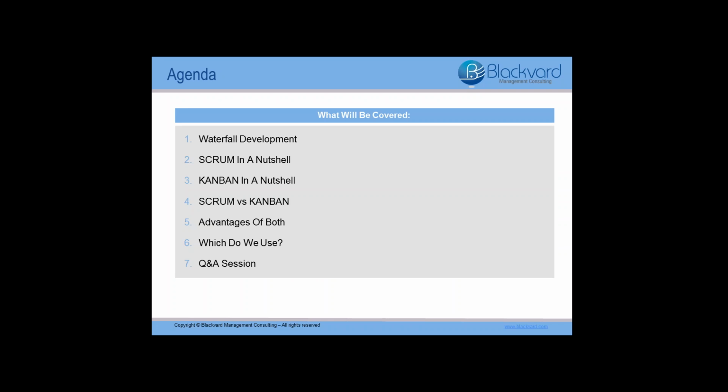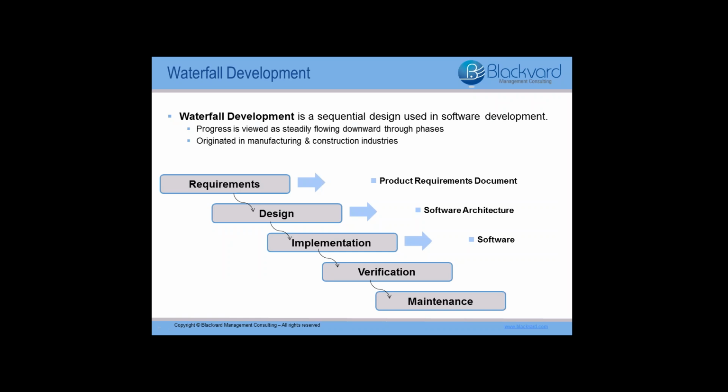Before we begin, I just wanted to go over real briefly what will be covered in today's webinar. We're going to briefly discuss waterfall development, then we're going to move into Scrum in a nutshell, then Kanban in a nutshell, and then we're going to take a look at some of the similarities and differences between both of them, and then talk about some of the advantages and which ones would be more appropriate for your specific organization to use.